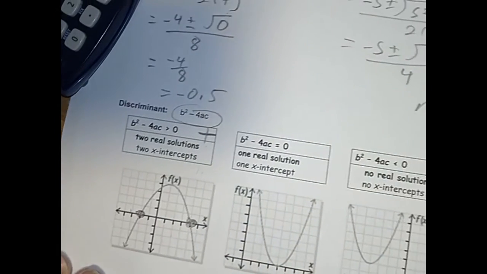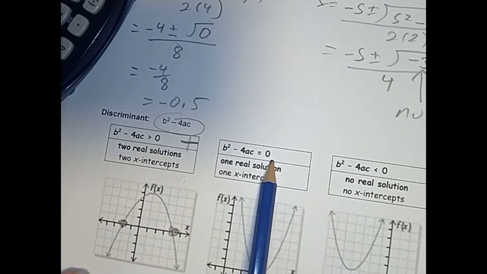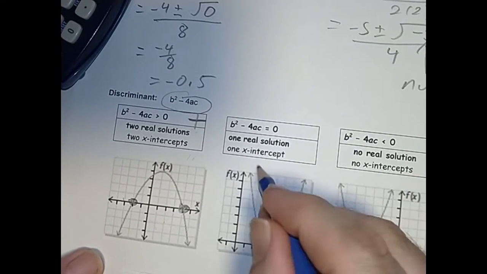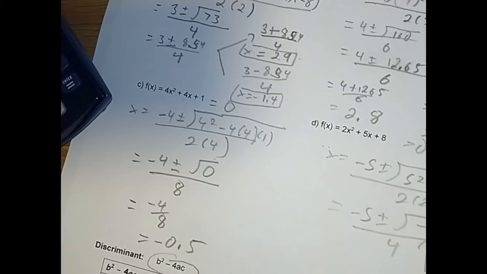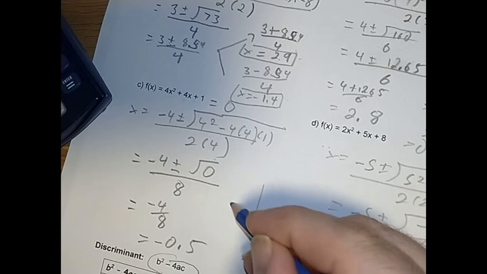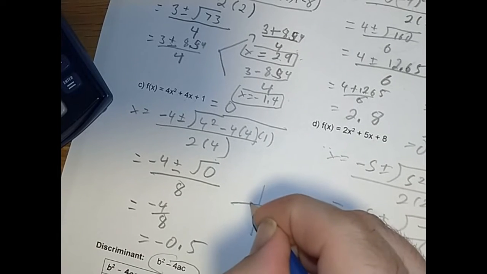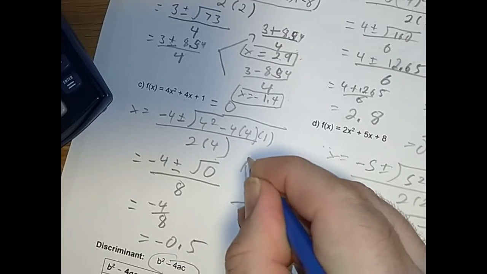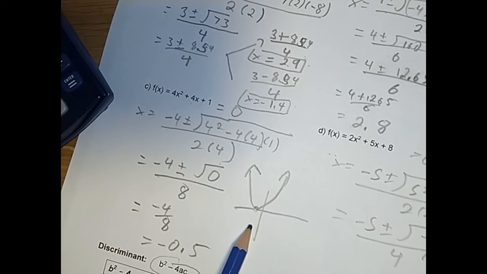Now, if the discriminant equals 0, then the parabola touches, or the quadratic touches once here. It touches right there, and this one opens up. So here's an example. There's only one x-intercept. Again, this parabola opens up. It touches at negative 0.5, so in the negative, only once, and it opens up. And there's only one x-intercept.